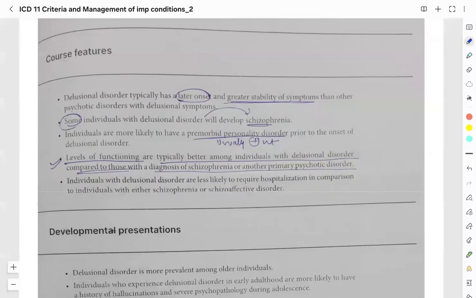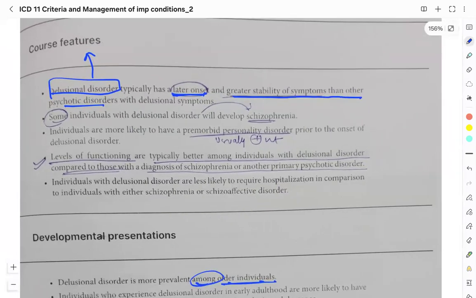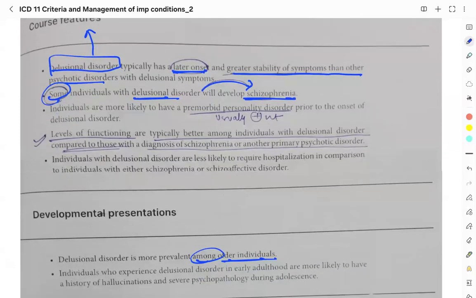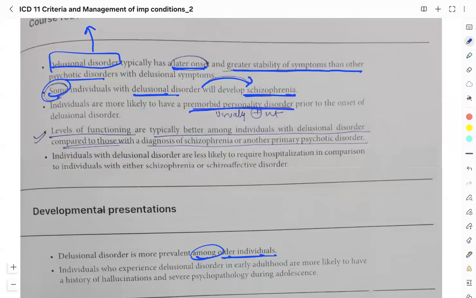We'll look into a little bit of the course features of delusional disorder. Delusional disorder typically has a later onset, usually among older individuals, and has greater stability of symptoms than the other psychotic disorders. Some individuals with delusional disorder will eventually develop schizophrenia. Premorbid personality disorder is usually present in these individuals. Level of functioning is typically better, which we already discussed.